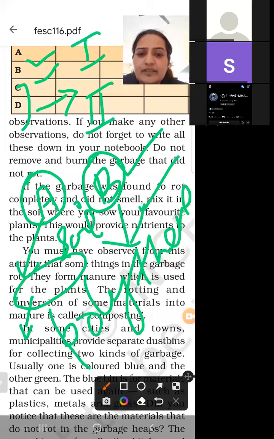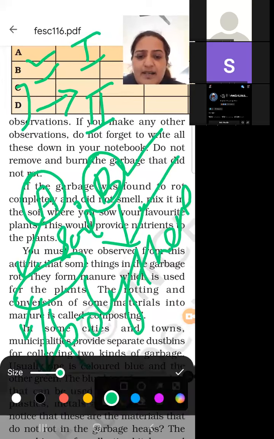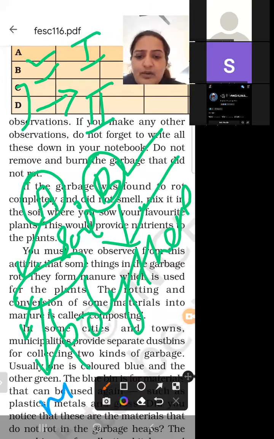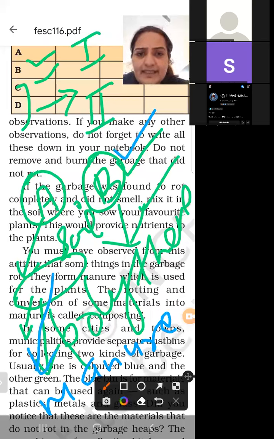And how does it convert? So the garbage which was dug into the soil will convert into manure. And in the second case, it will convert into manure, but it is not good manure.